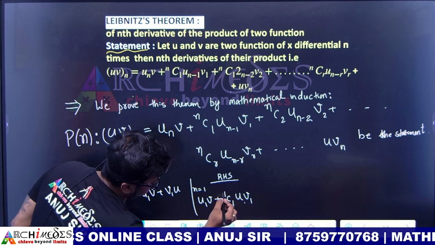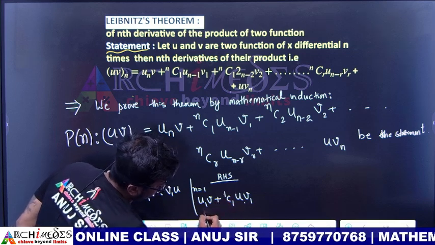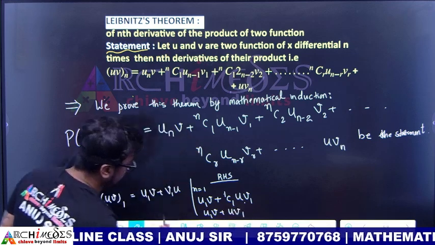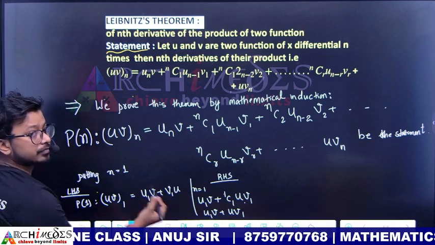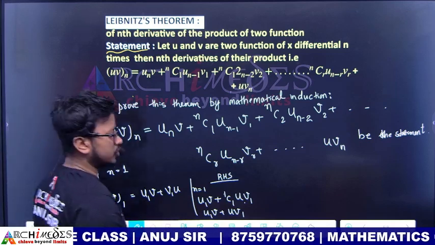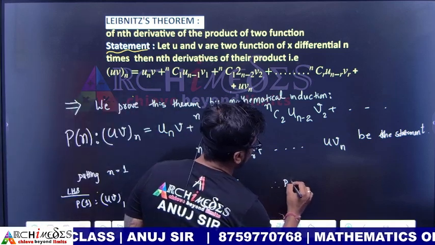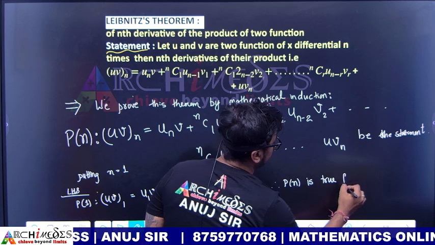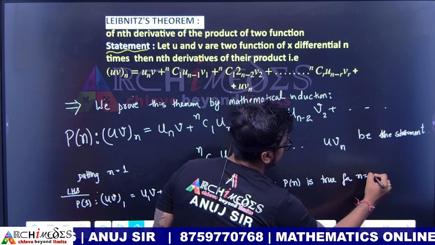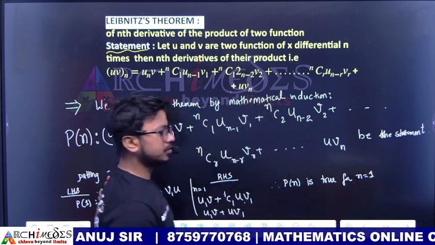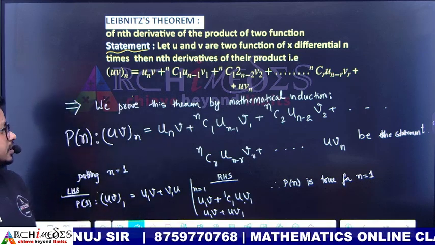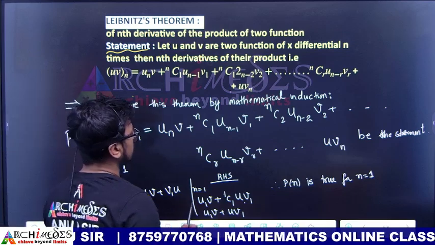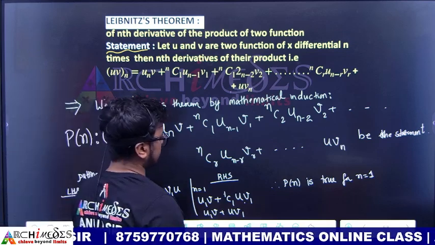So if you solve, what is 1C1? It is 1 only. So you are getting u1 v plus u v1. Aren't both the same? Check it. Both are the same. So therefore I can write that Pn is true for n equals to 1. Any doubt? This is the first step of the induction. Clear? So now, next. Any doubt up here?